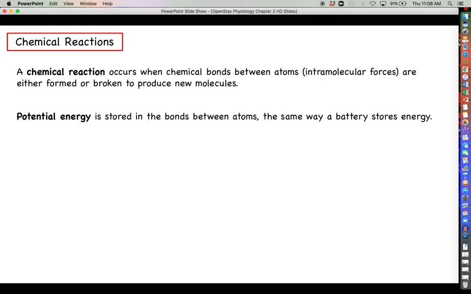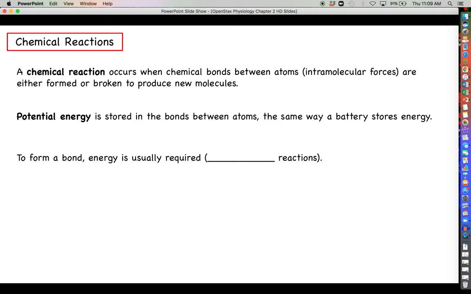So one of the first things that we'll need to discuss here is that chemical bonds between atoms store up a kind of energy called potential energy. And as the name implies, potential energy is energy that is stored and then can be put to use later depending on what you do with it. So ultimately, chemical bonds are basically storing energy that can be tapped into later, the same way a battery does.